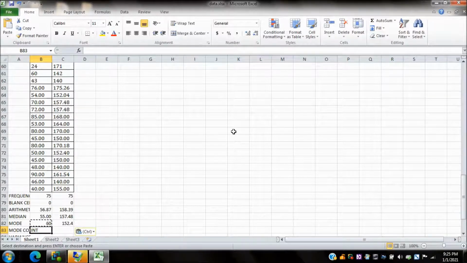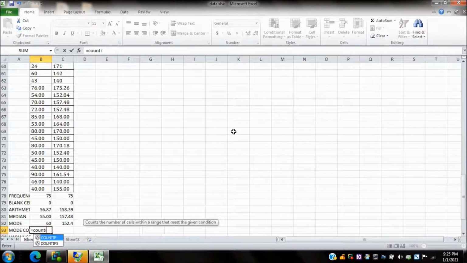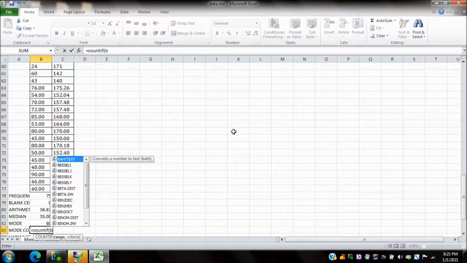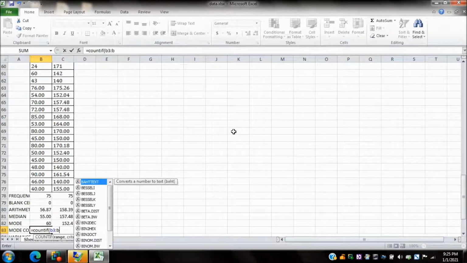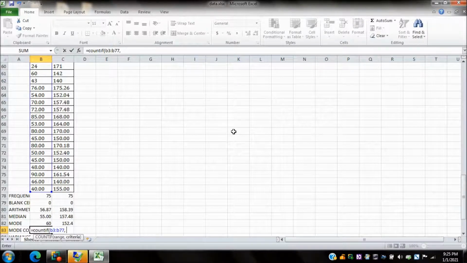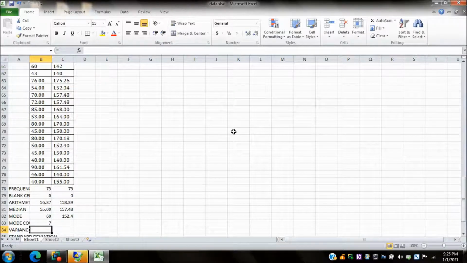And I'm going to input. COUNTIF, left parenthesis, B3 colon B77, comma, B82, right parenthesis. And I just press enter and I'm going to check. 7 as formula B83. 7. NVDA reported 7. This means that there are 7 respondents having a weight of 60 kilograms.